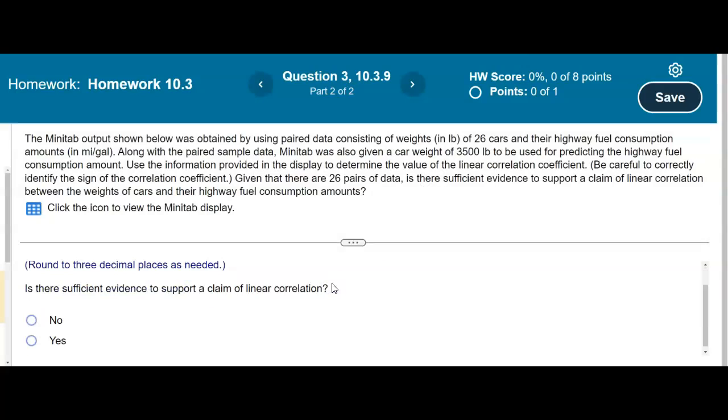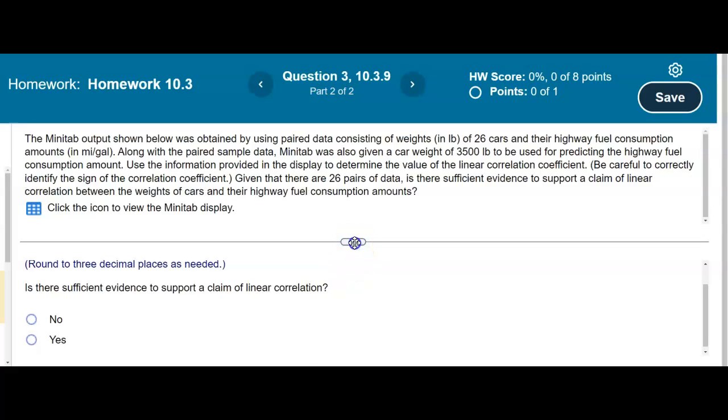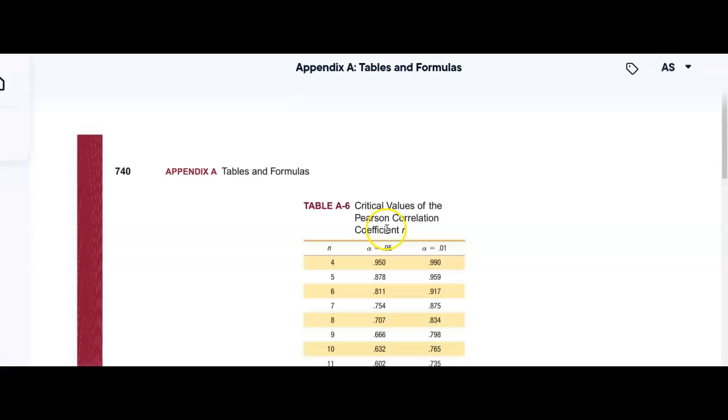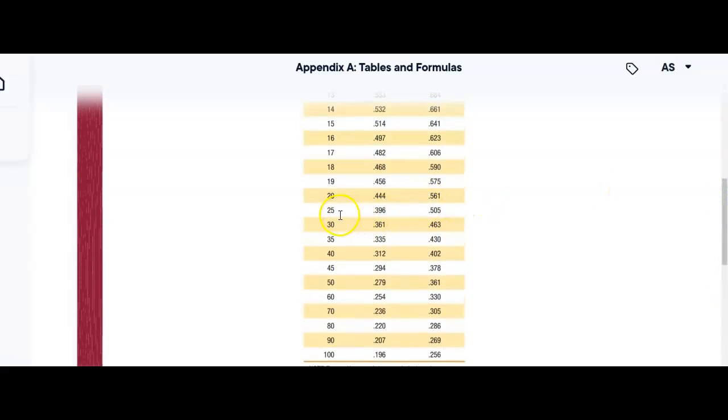And there's our result. Now we need to determine: is there sufficient evidence to support the claim of linear correlation? So we need to use this number here, and then we also have to look at the value of n. Well, n represents 26 pairs. So we need to go to our appendix, which is the critical values for the Pearson correlation coefficient. If we scroll down here, we have 25 and then we have 30, so we don't have the value of 26. But the value of 26 is closer to 25.